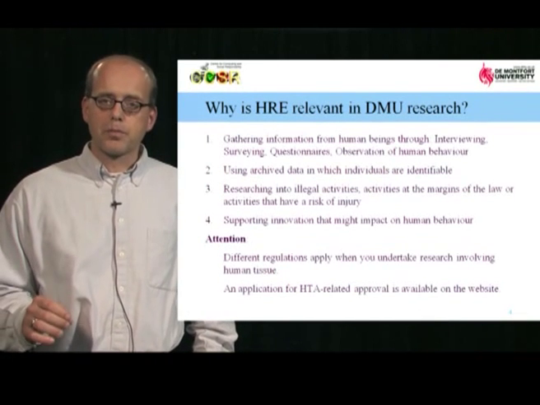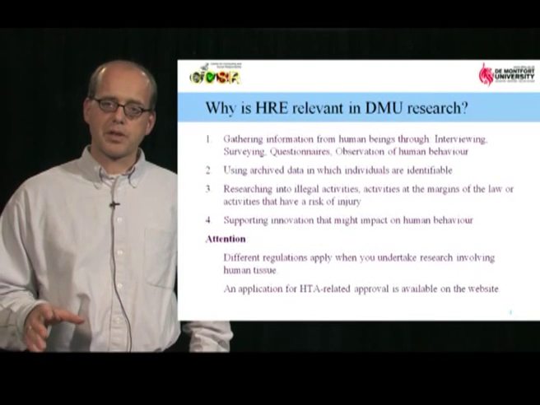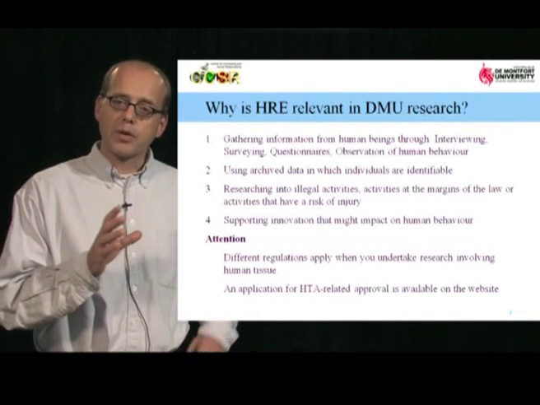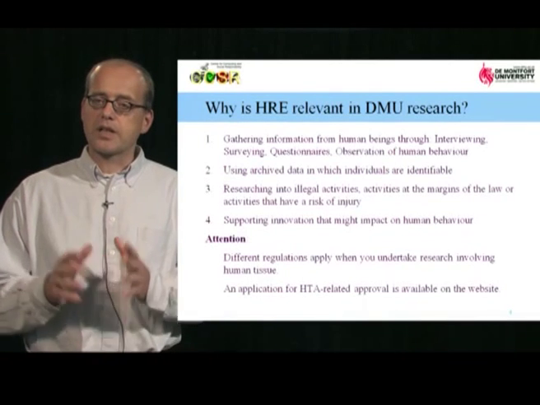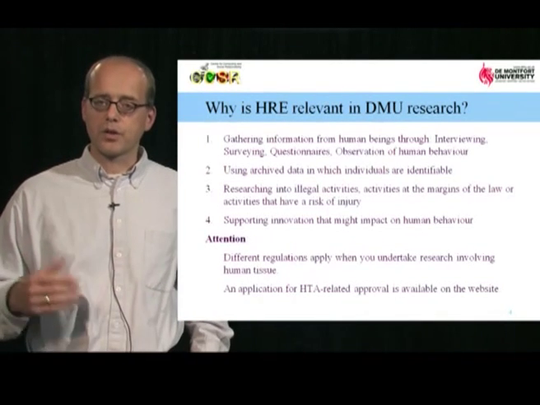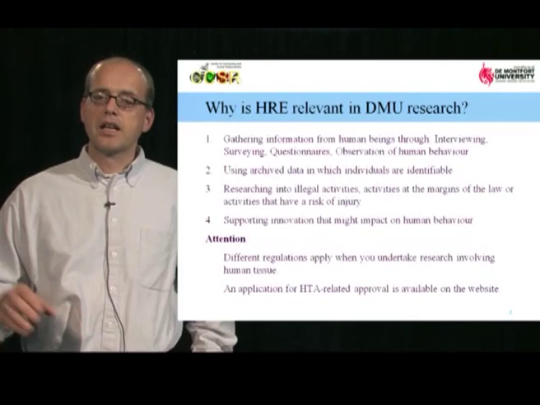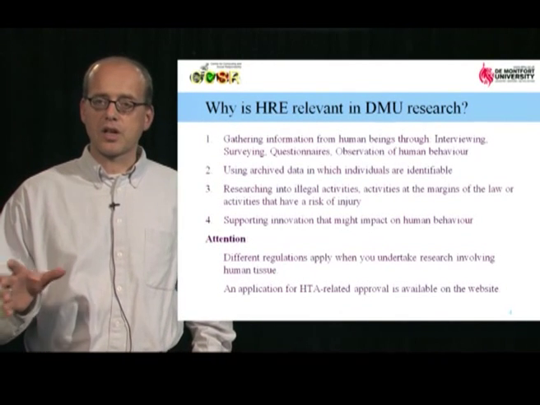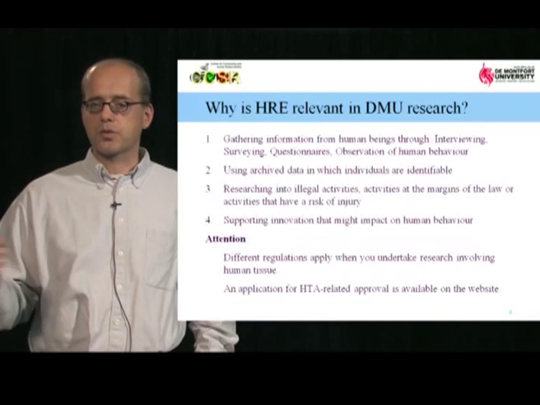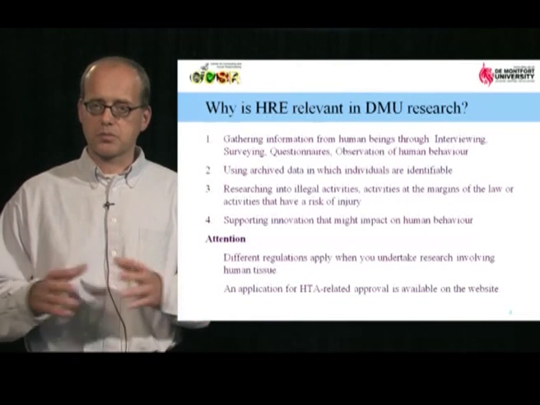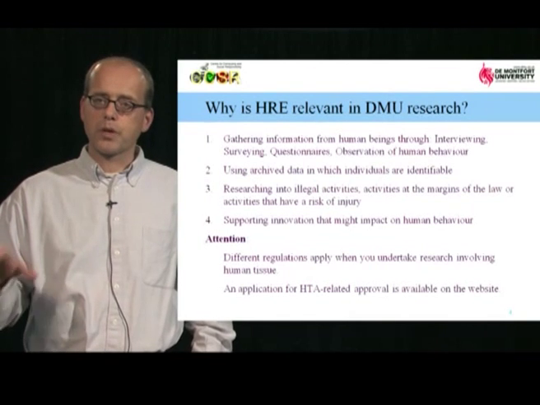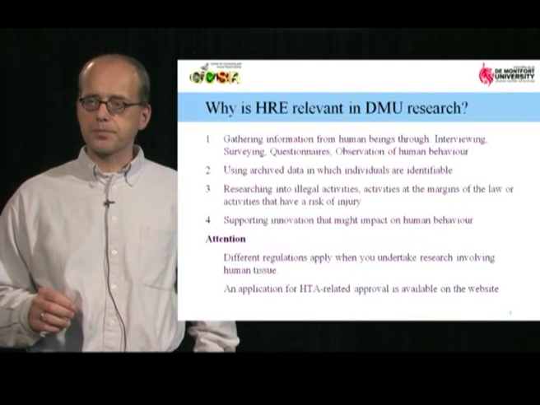The second possibility of human research ethics being relevant to research is where no direct data is collected from human beings, but where data is used which was compiled at an earlier stage, and where that data may be linked to identifiable human beings. So this is where you use archival data, where you may use weblogs, chat rooms, anything where there is data that already exists, but which may be linked to human beings.